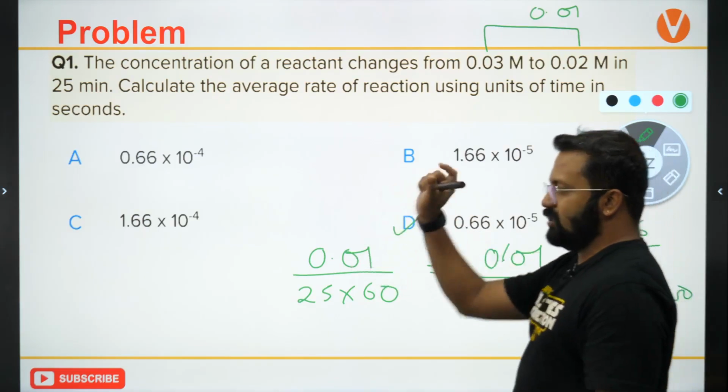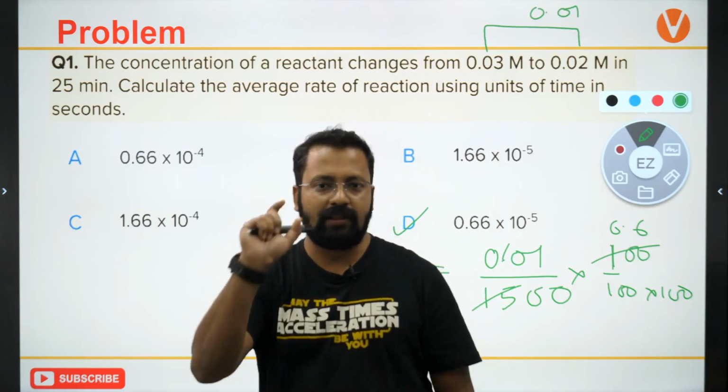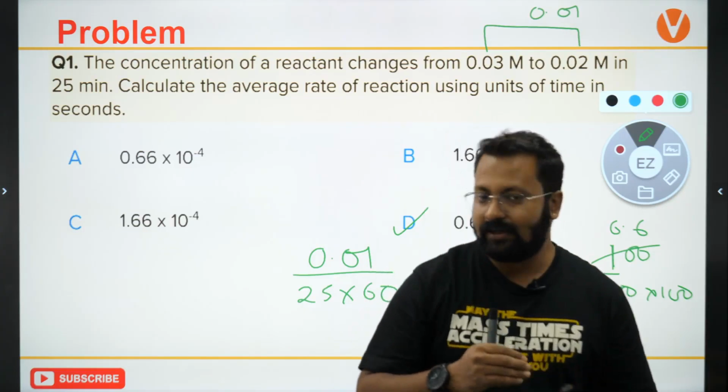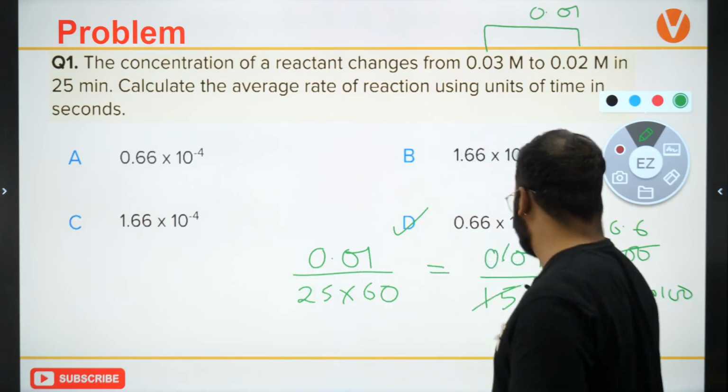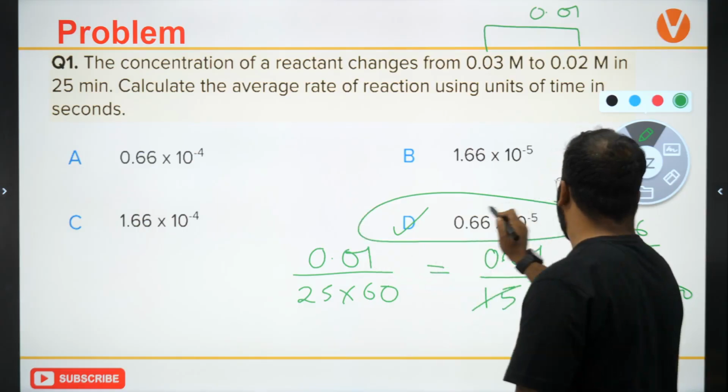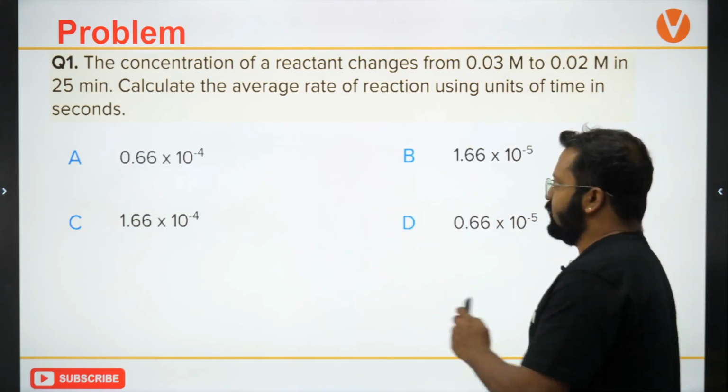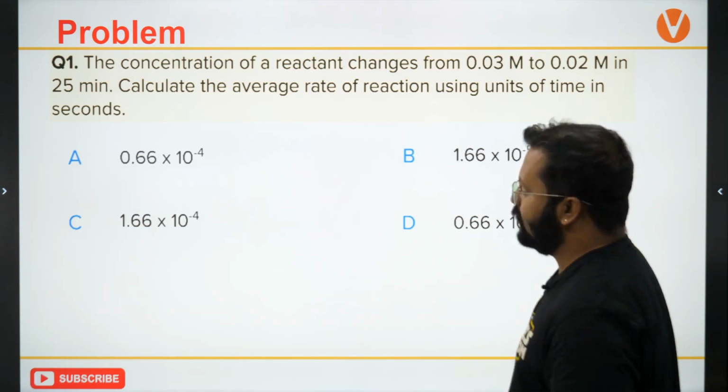Very simple question. You just have to see the change in concentration divided by the time, which is to be taken in terms of seconds inverse, and the answer will turn out to be D. Clear? So with that, let's move on to the next thing.